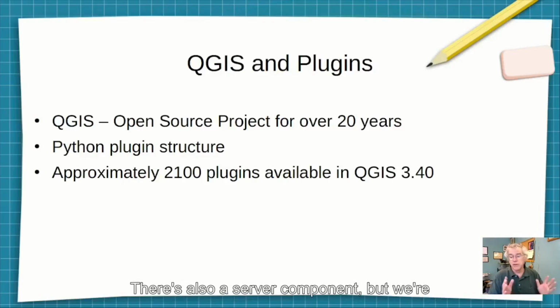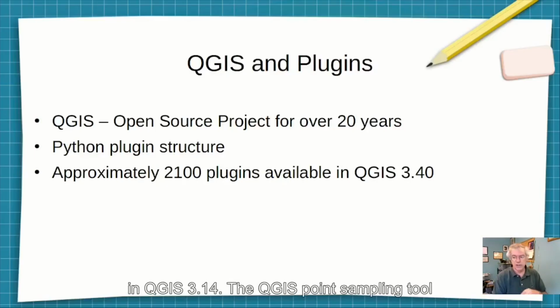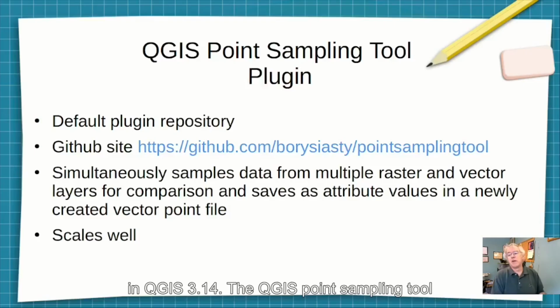There's also a server component, but we're not going to be looking at that today. It has a Python plugin structure, and there are about 2,100 plugins currently available in QGIS 3.14. The QGIS Point Sampling Tool plugin has been around for a few years. It's in the default plugin repository, so you can just use the tools in the GUI to install it. We'll be going over that in a little bit. The GitHub site, which actually has the source code for the plugin, is at the URL on the screen.